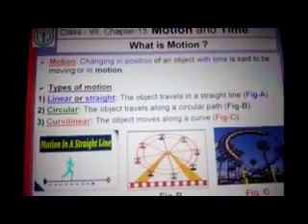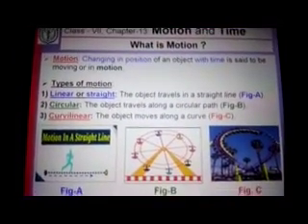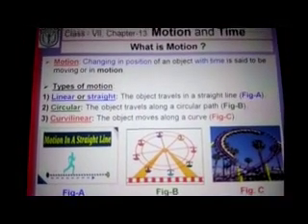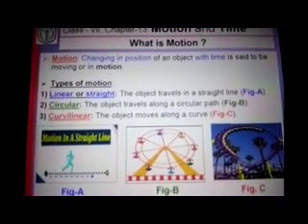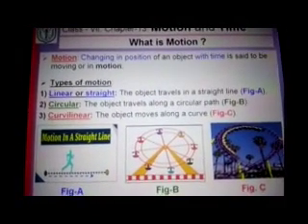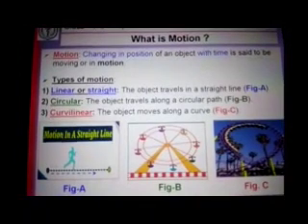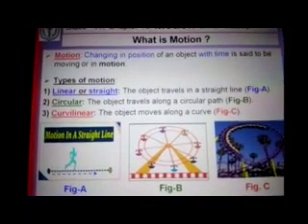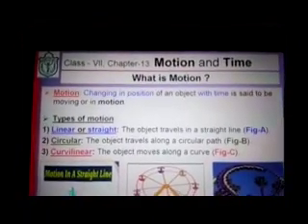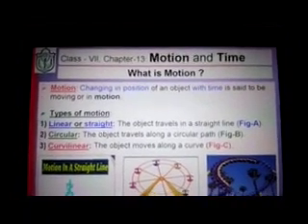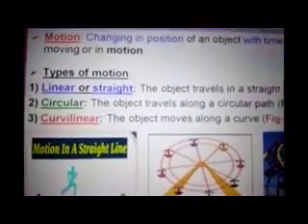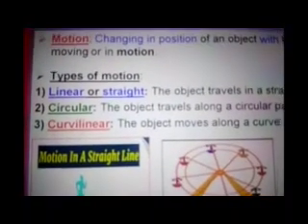In our universe, any object is either in motion or at rest. How do we decide an object is in motion or at rest? If an object travels some distance, then it changes its position with respect to time, and it is said to be in motion. If an object does not change its position with respect to time, then we say that it is at rest. There are three types of motion: linear or straight motion, circular motion, and curvilinear motion.